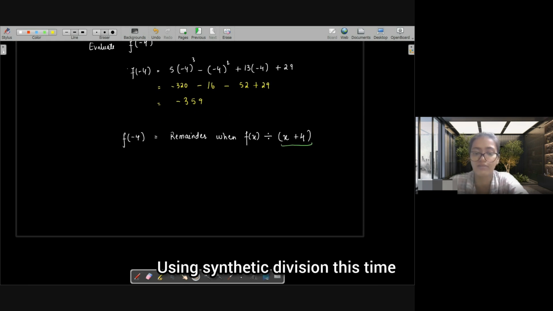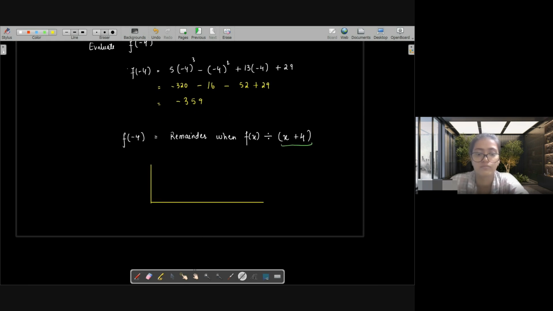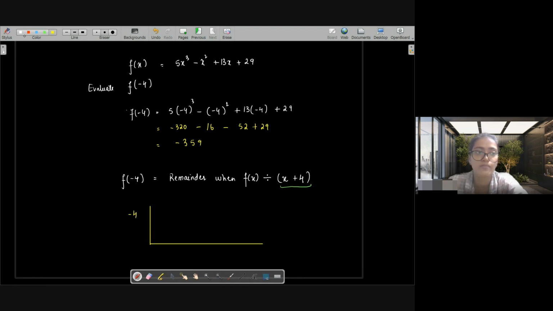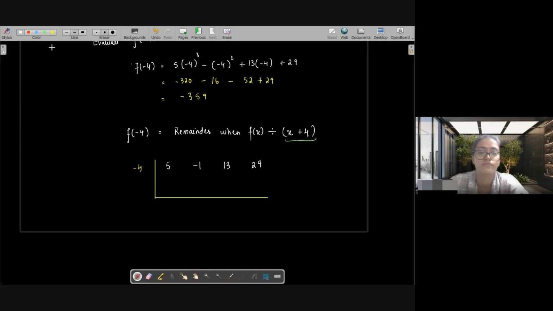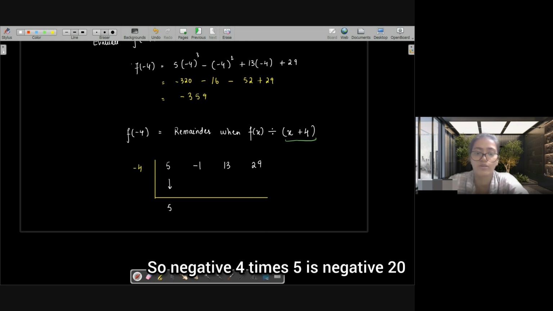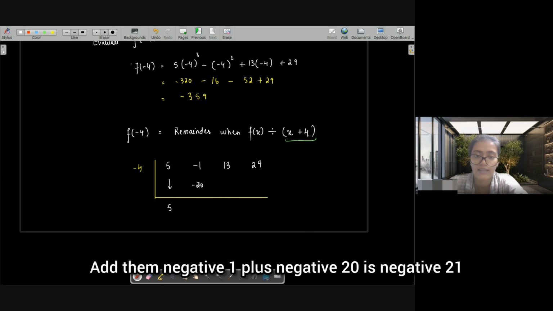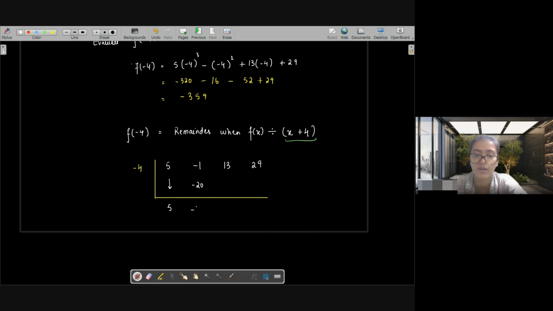using synthetic division this time. So we'll write -4 here. Coefficients of the polynomial: 5, -1, 13, 29. Copy down 5. So -4 times 5 is -20. Write that here. Add them. -1 plus -20 is -21.